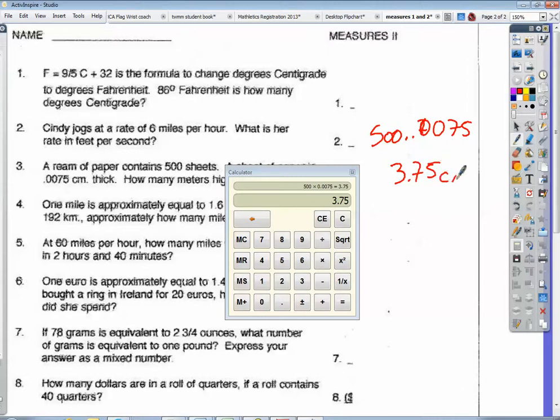So we have 3.75, and this is in centimeters. So then we need to convert the centimeters into meters. There are 100 centimeters in a meter, so to convert it, we move it over 1. That's for 10. Here's for the 100. It's 0.0375.